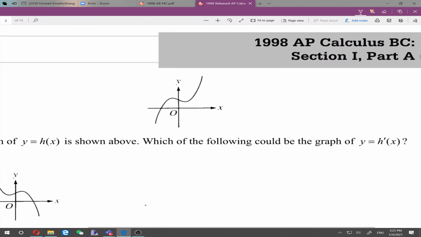The graph of h of x is shown. I want to be able to match this to h prime. So h prime would be a graph of the slope of the graph that you are looking at right now. So what can you tell me about the slope of our graph? What features should we look for in the answer? Whether or not it's increasing.